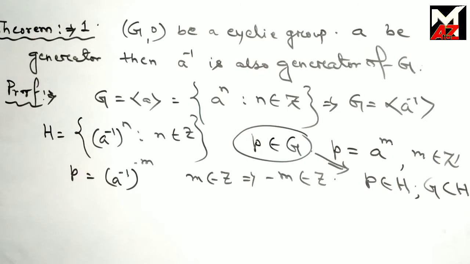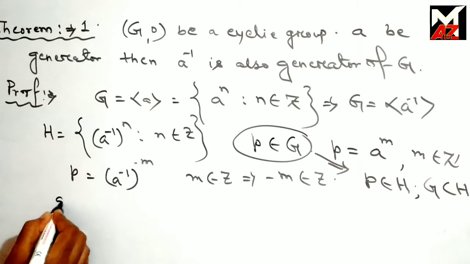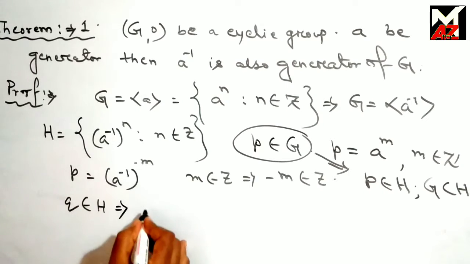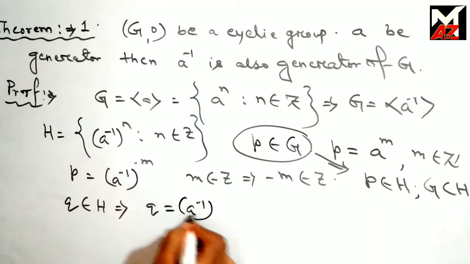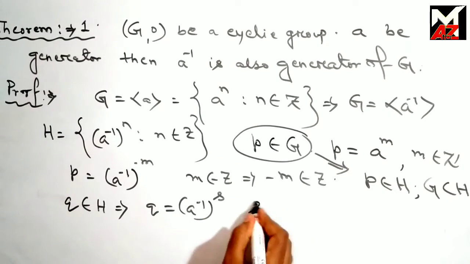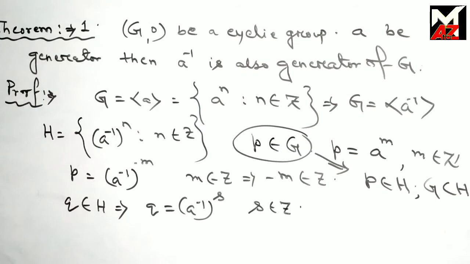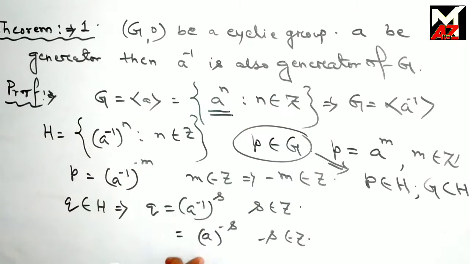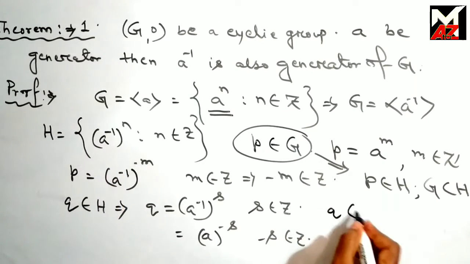Also, on the other side, if we take an element Q belonging to H, then this element must be of the form a to the power minus 1, to the power s, and here s belongs to Z. This is also written as a to the power minus s, where minus s belongs to Z. So this form is like a to the power n, because n belongs to Z. So we say that Q must belong to G.